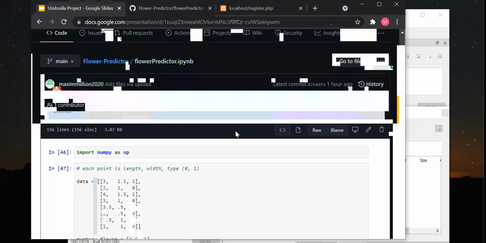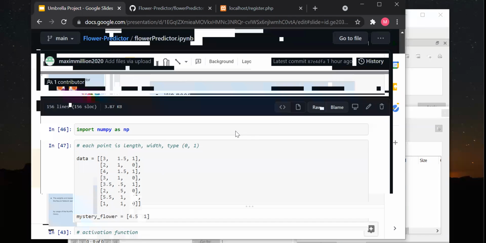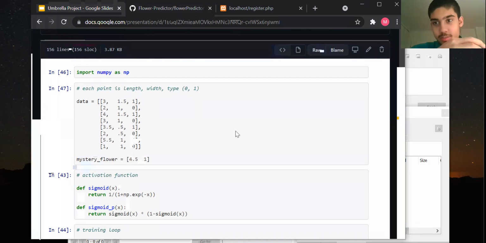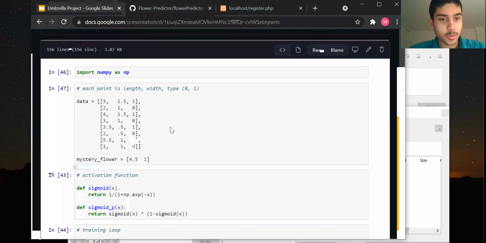So here's a machine learning project that I built using the NumPy library. Basically, we have many data points. In this multidimensional array, the first point of the array is the length of the flower, the second is the width, and 1 or 0 is the third index of each array, and it denotes that the flower is either red or blue.